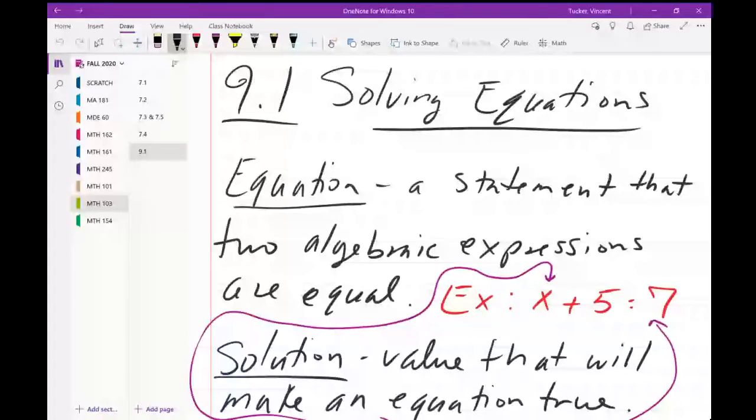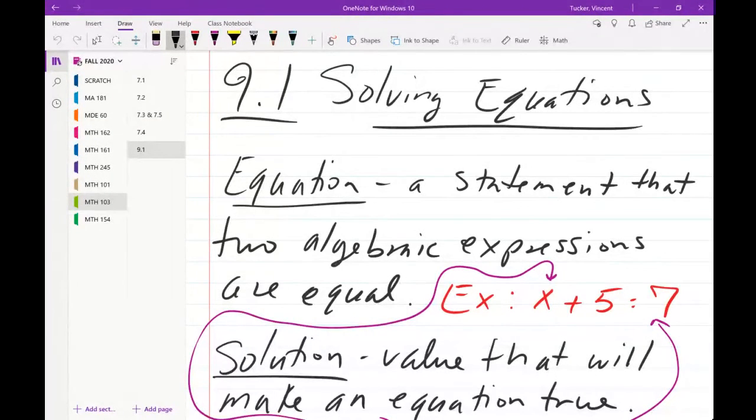All right, here we go. So solving equations is 9.1 for us.